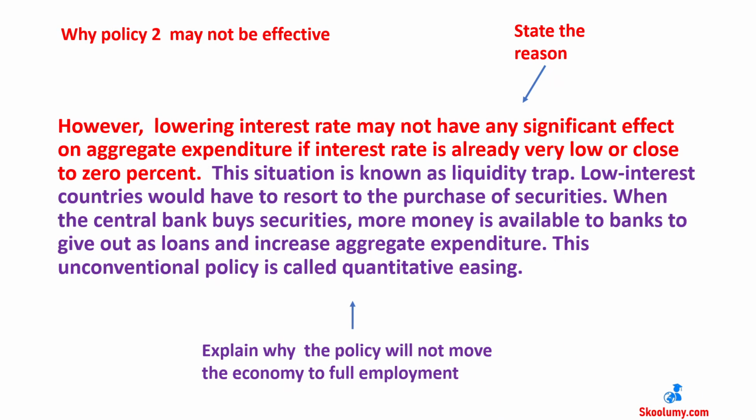Why Policy 2 may not be effective. However, lowering interest rate may not have any significant effect on aggregate expenditure if interest rate is already very low or close to 0%. This situation is known as liquidity trap. Low-interest countries would have to resort to the purchase of securities. When the central bank buys securities, more money is available to banks to give out as loans and increase aggregate expenditure. This unconventional policy is called quantitative easing.